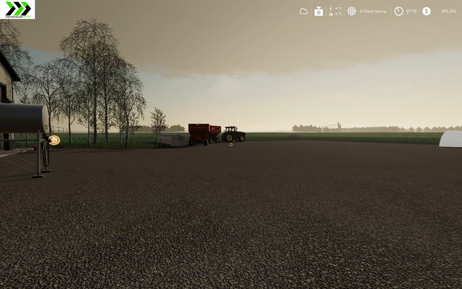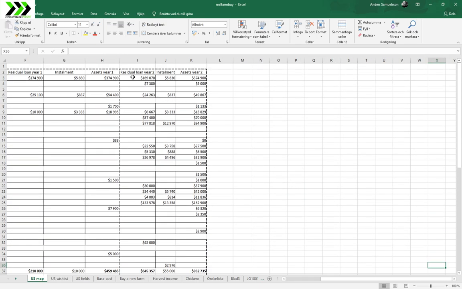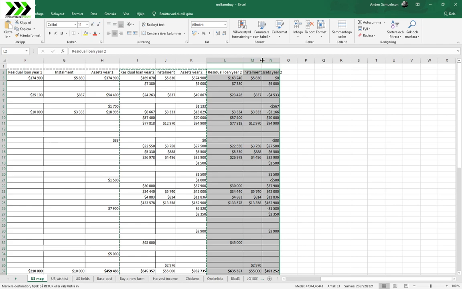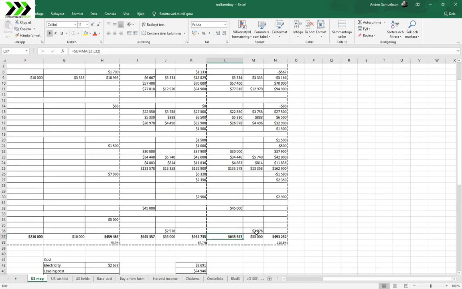Let's check the books. So this minus this would be that. Actually, I'm going to start setting up the next year here. So year two, this is year two. Year three. So this is minus this, right? Because we paid 50. So that's not actually correct. 595. Oh yeah, because we still have this, right? Because we didn't repay this one.